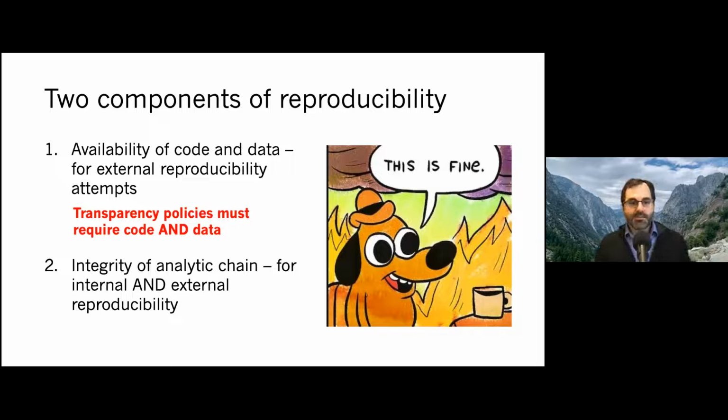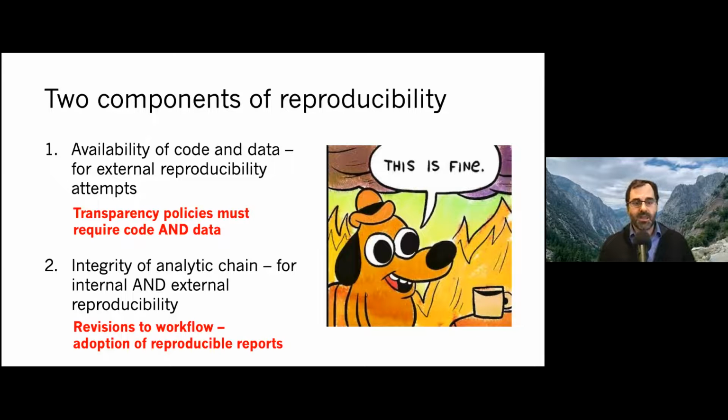And with respect to the integrity of the analytic chain for internal and external reproducibility, it seems clear that this chain is broken fairly consistently, both by virtue of the typo studies and by virtue of the broad taxonomy of errors that we identified with high prevalence in our study. So that suggests that we need a revision to our workflow around scientific reporting. What does that revision look like? I would suggest that it's the adoption of reproducible reports, reproducible manuscripts.